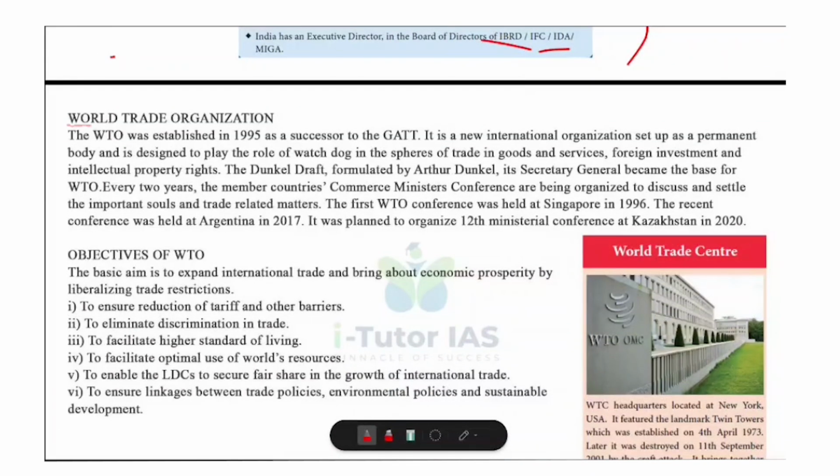Now, World Trade Organization. So the WTO was established in 1995, replacing GATT. What is the full form of GATT? General Agreement on Tariffs and Trade. So unlike GATT, which was temporary, WTO is a permanent international organization. Its role is to act as a watchdog in areas like trade in goods and services, foreign investment and intellectual property rights. So think of WTO as the global referee for the trade rules.